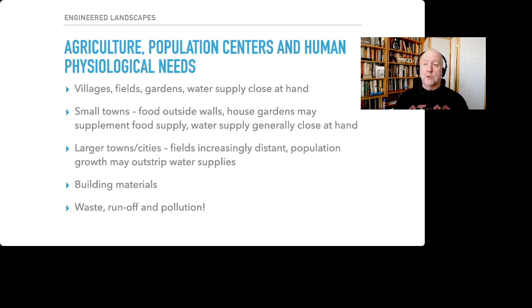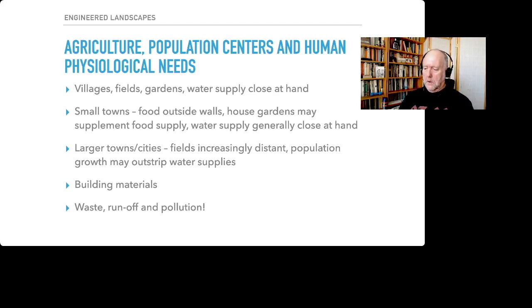And when we get to small towns, we have food produced outside the walls. House gardens may supplement food supply with things like herbs and spices, but the water supply has to be close at hand. And of course, once you get to bigger towns, the fields become increasingly far away, so they require cartage, and the water supplies that are naturally around get outstripped by the population, and so we need to find ways to get water to these cities.